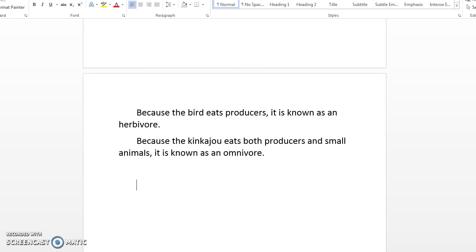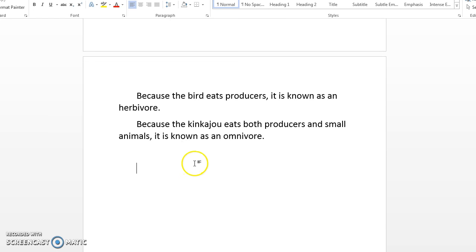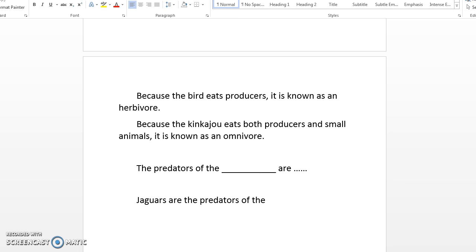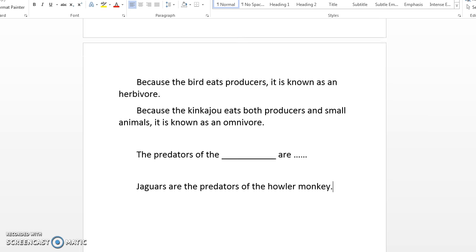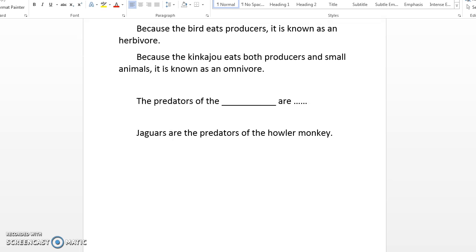Okay, our next sentence is where we tell our reader what the predators are of your animal. So you might say something like, the predators of the blank are, and then just say what the predators are. Or you could say, jaguars are the predators of the howler monkey. So go ahead and write and tell your reader what eats your animal.